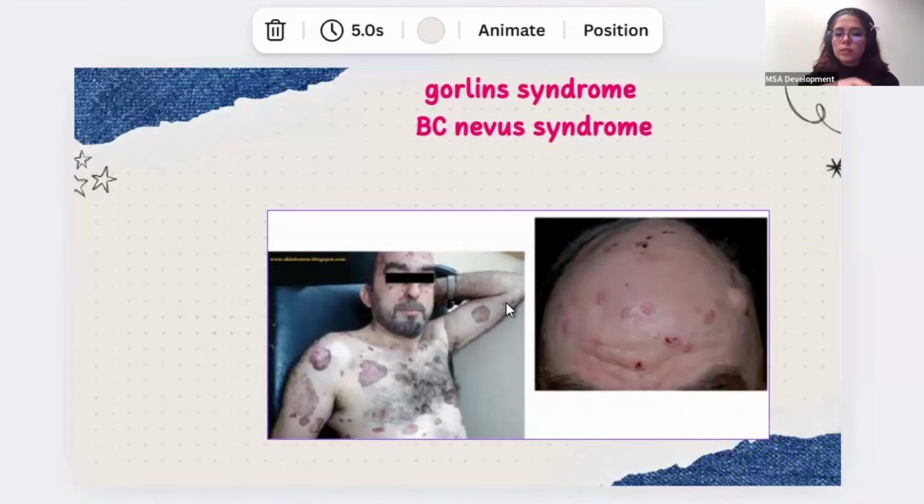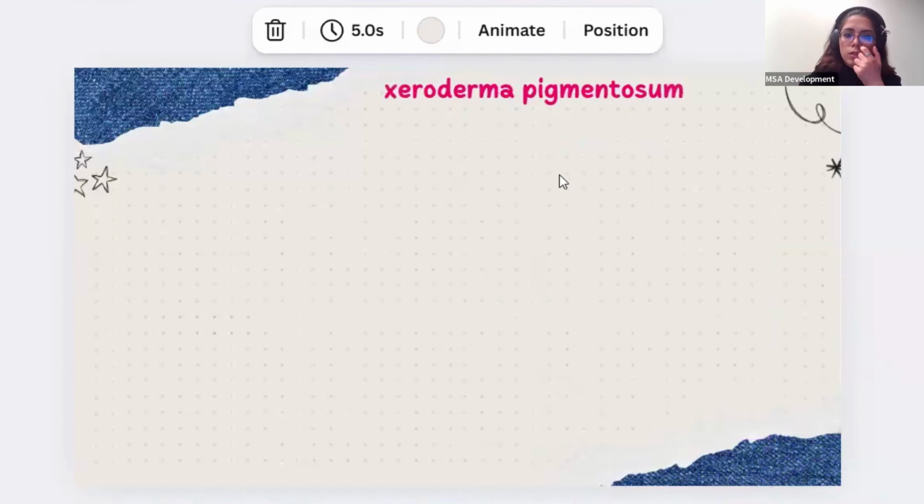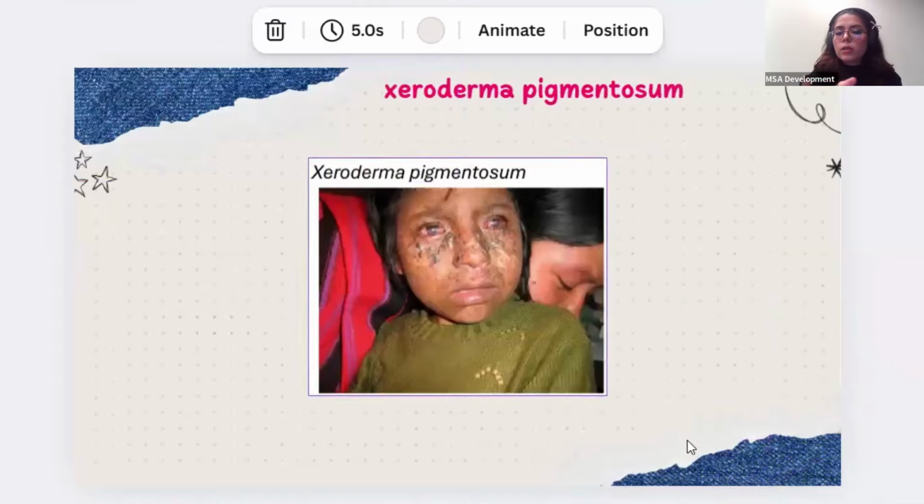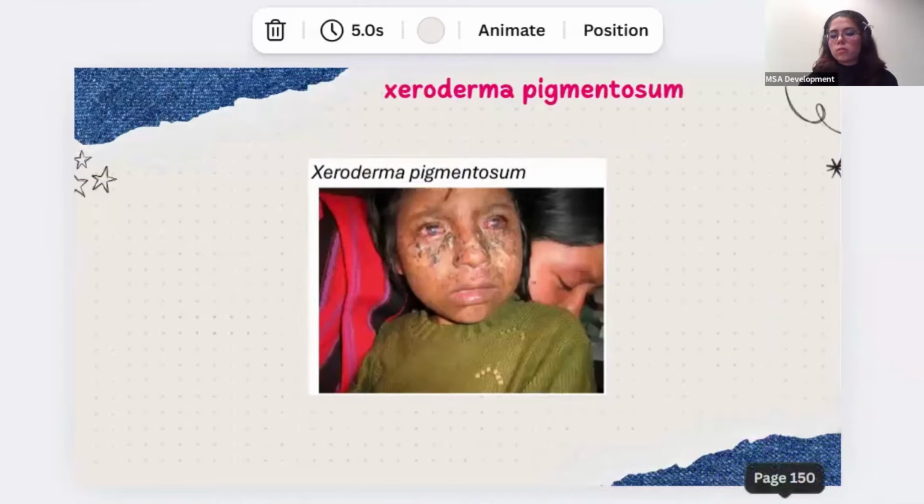basal cell carcinomas all over the body. This is what a patient with xeroderma pigmentosum looks like. That's why for these people, you tell them, don't see UV light ever.